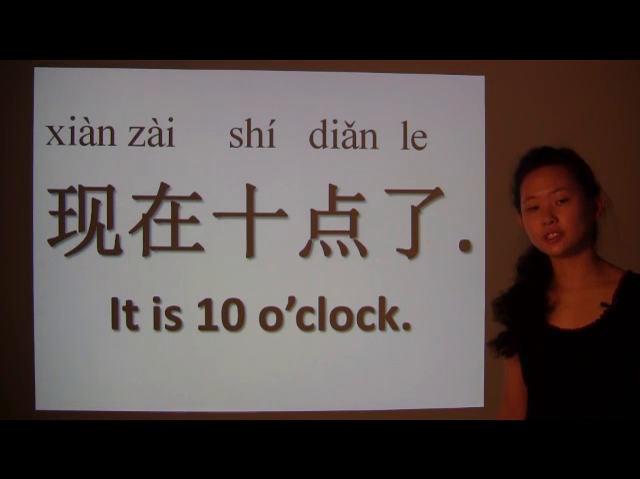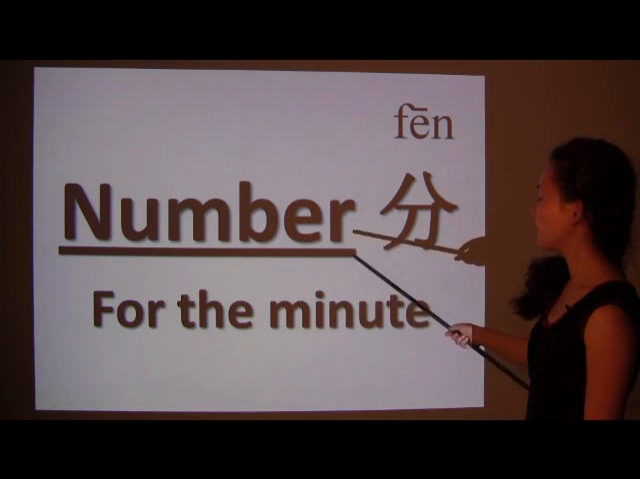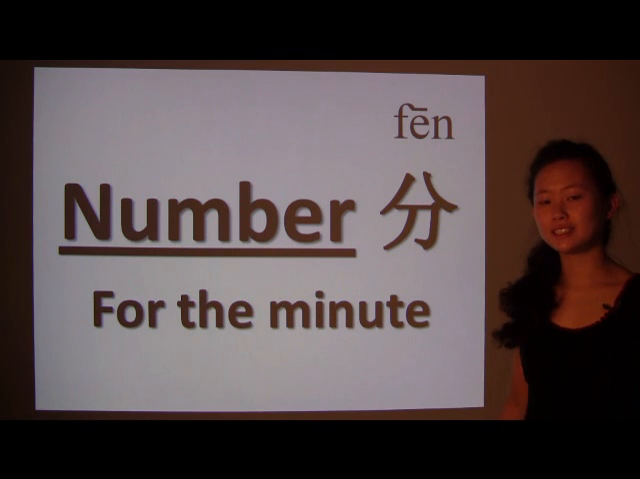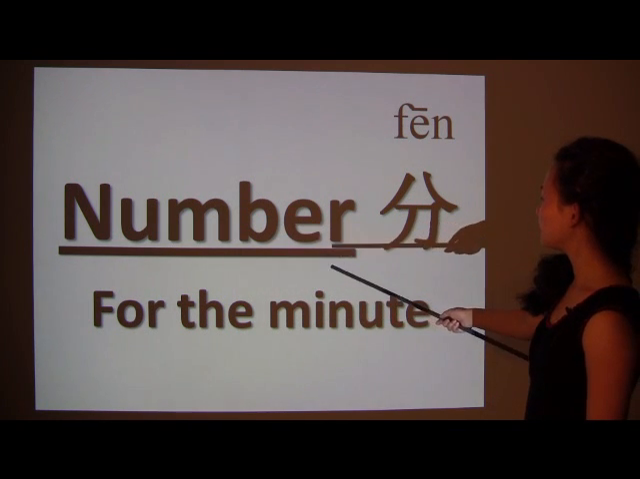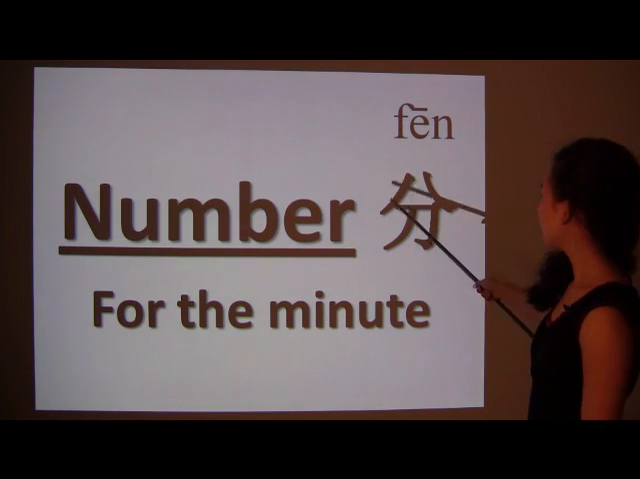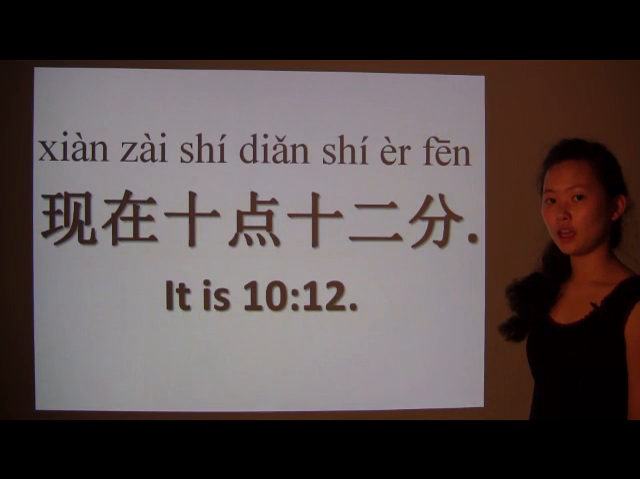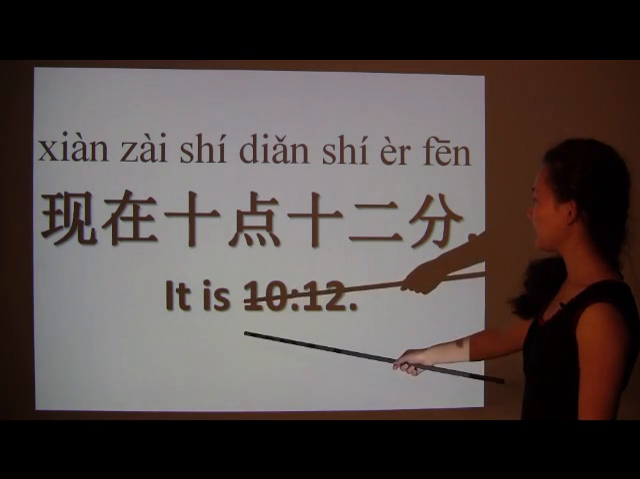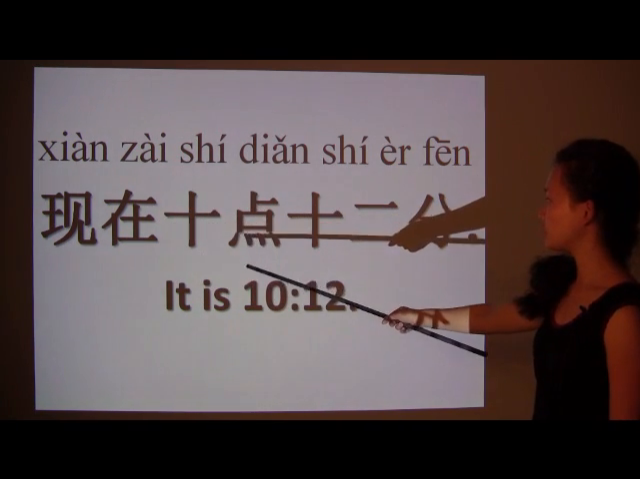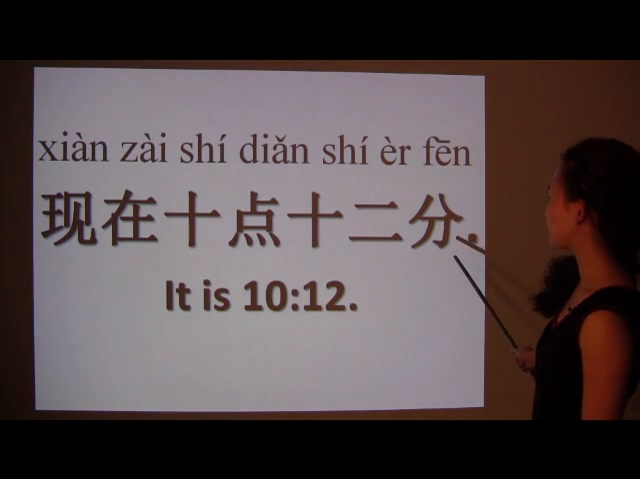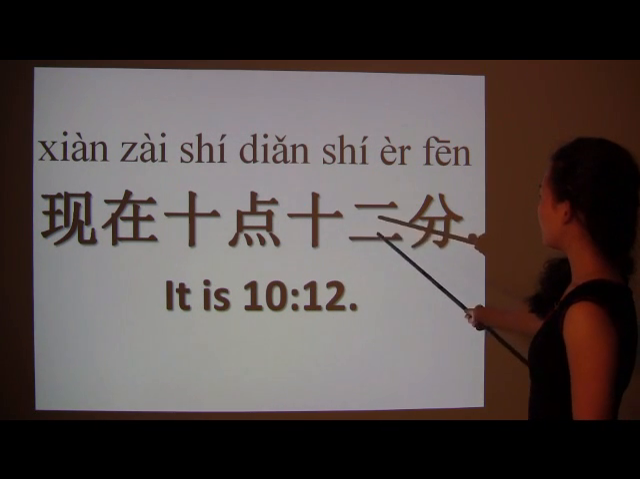Well, what happens if it's not on the dot hour? What if you have minutes in there? That's where a number 1 through 59, because you wouldn't say 1 hour and 60 minutes, you just say 2 hours. So, number 1 through 59, and then the word 分, and that refers to the minutes. If you put it together, if you say it is 10:12, 10 hours and 12 minutes. 现在10点12分. 10 hours, 10点, the minutes, 12分.